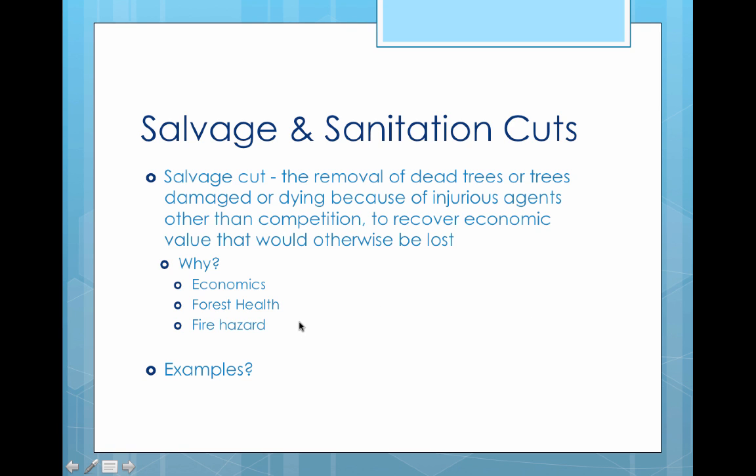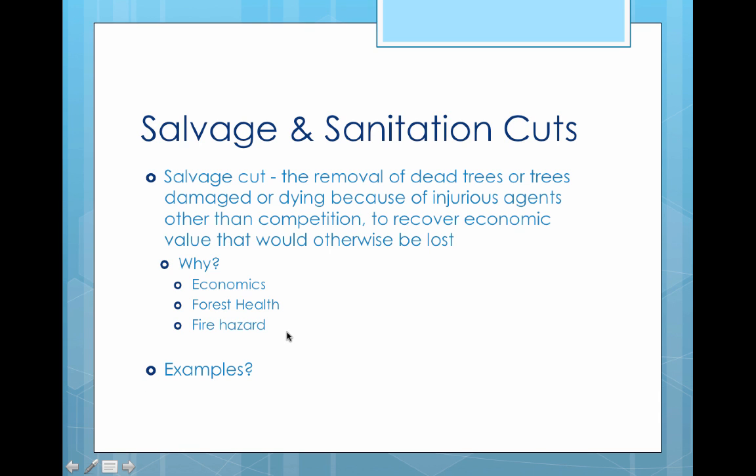So why would you do this? One reason, right in the definition, is economics, recovering economic value. Another is forest health. Some insects prefer to breed in down or damaged wood. Spruce beetle is one example, where very low populations start in these fallen trees. Once those populations increase, they move to the live trees. So if you have a wind blow, you may choose to salvage those trees before you have an increasing population.